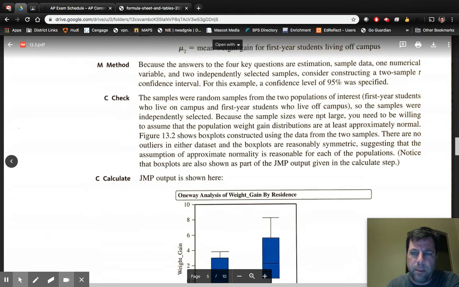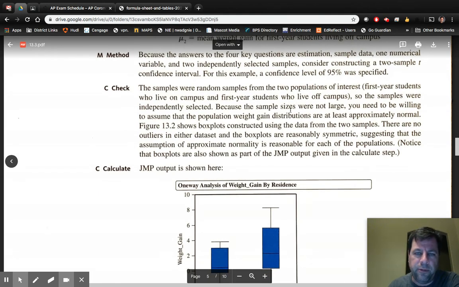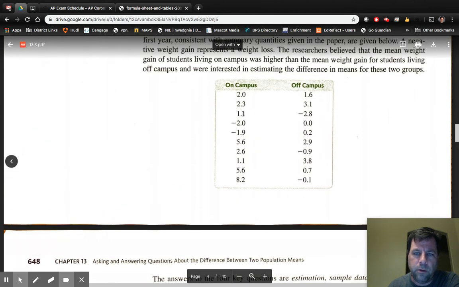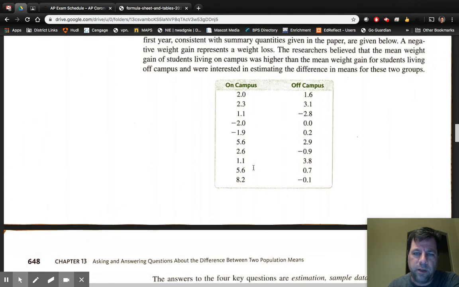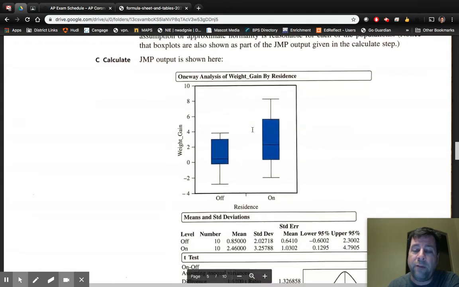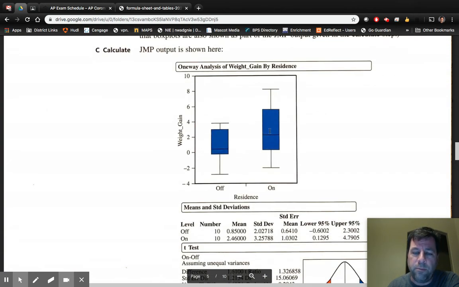These samples are random. They weren't big enough to say that it was approximately normal, right? One, two, three, four, five, six, seven, eight, nine, ten. There's only 10, so I can't say that's approximately normal. We have to graph each one of them. There's a graph of one of them, and there's a graph of the other one. Those both look pretty good.